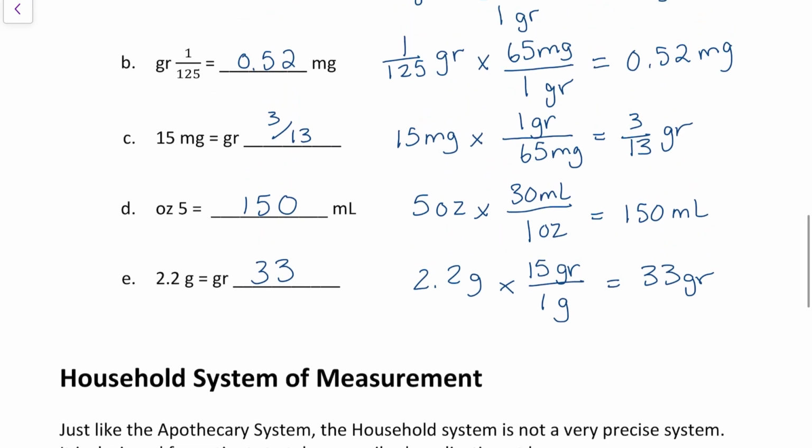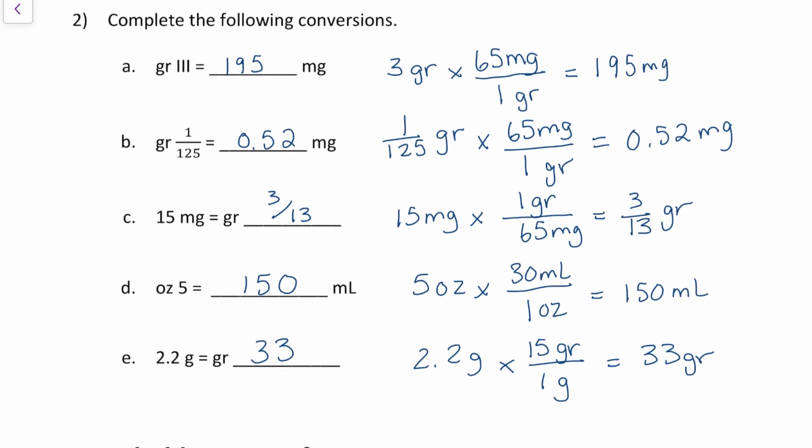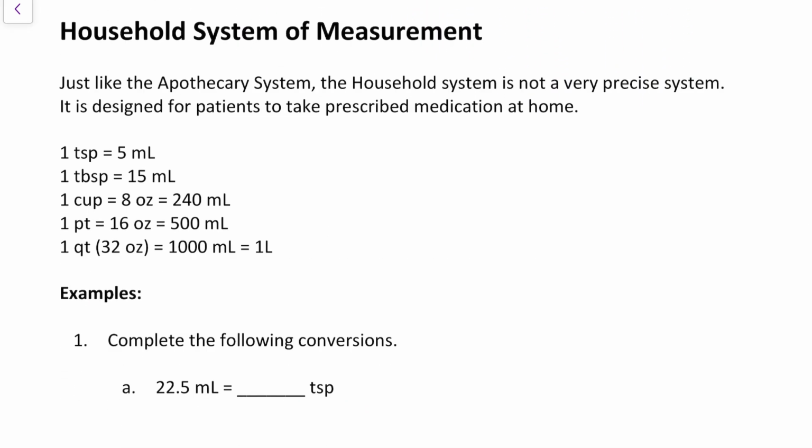Okay, so that is the apothecary system and how you go back and forth between the apothecary and the metric system. We also have the household system of measurement, which is a system we use when we're taking medications at home. And so just like the apothecary system, it is not a very precise system, and so it can be inaccurate, but it is designed to make it easy for patients to take medications at home. So here are some household to metric conversions. The most common ones being teaspoon and tablespoon. So a teaspoon is 5 milliliters, a tablespoon is 15 milliliters.